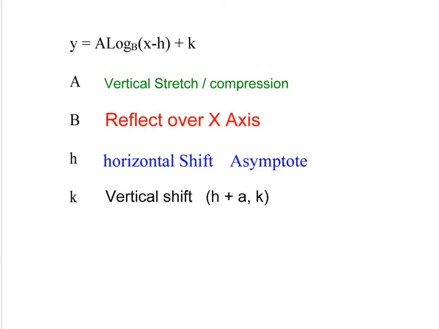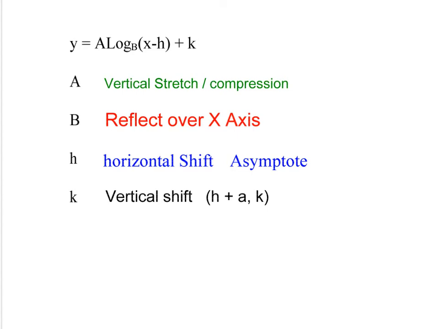The transformations for a logarithmic function are just like they always have been. Our a represents our vertical stretch or compression. As a becomes a large number, it stretches it out; as a becomes a fraction, it squishes it. If a is negative, it's going to flip it over, turning the graph upside down. If our b is a fraction, then it reflects over the x-axis. And again, notice that b cannot be negative.